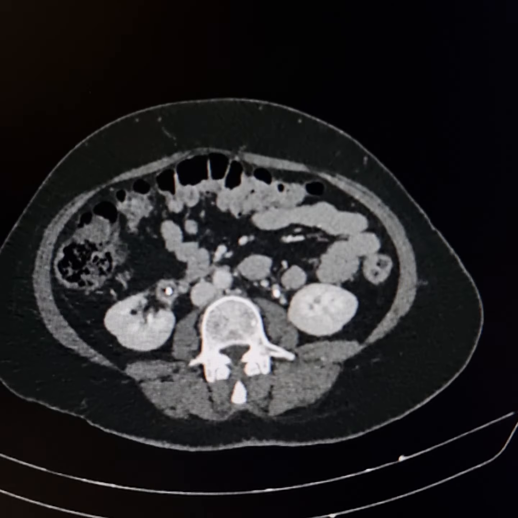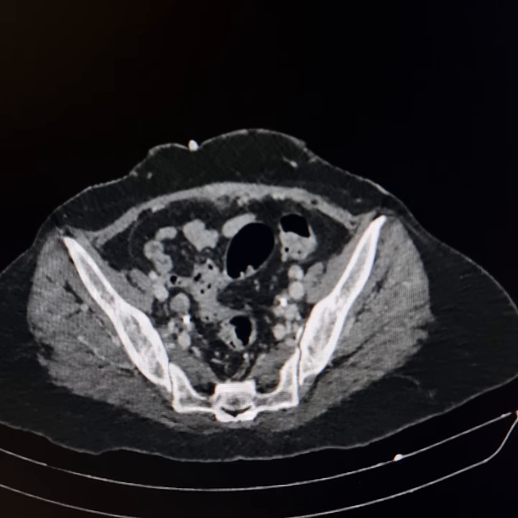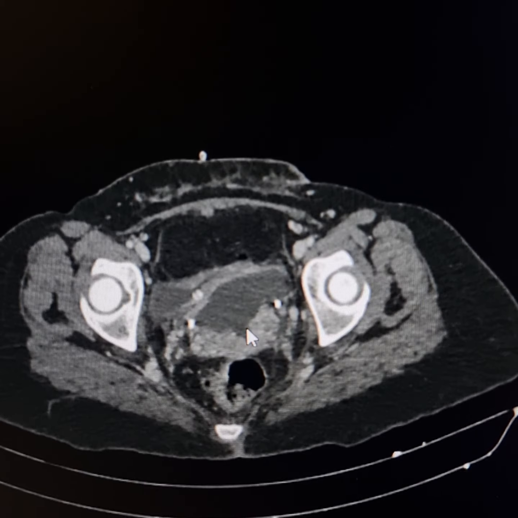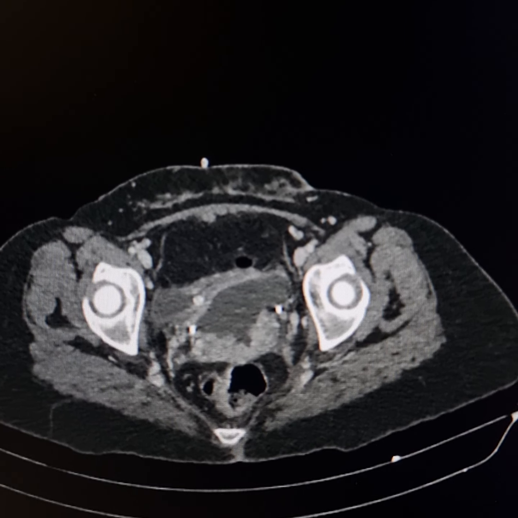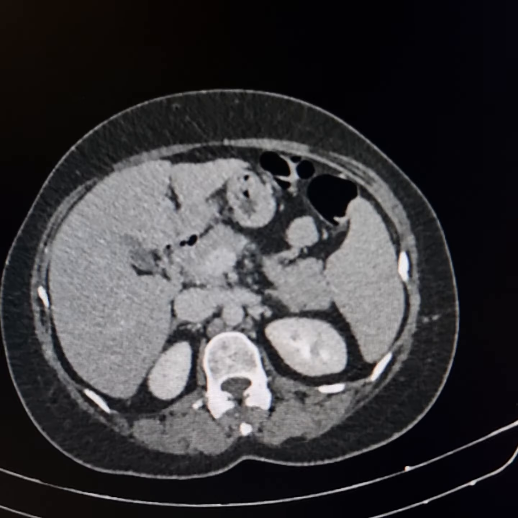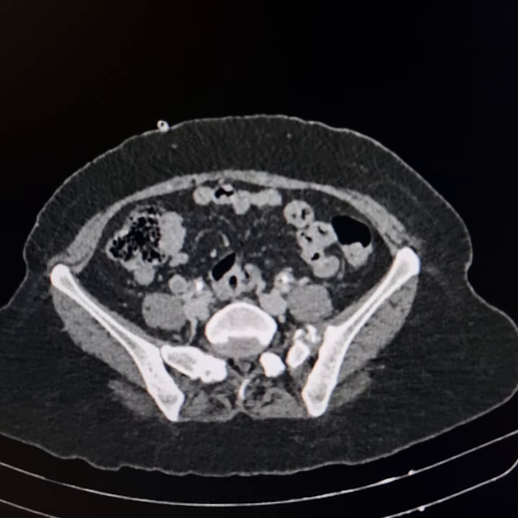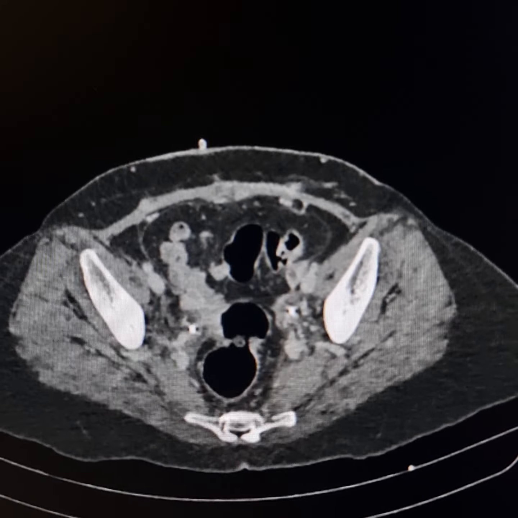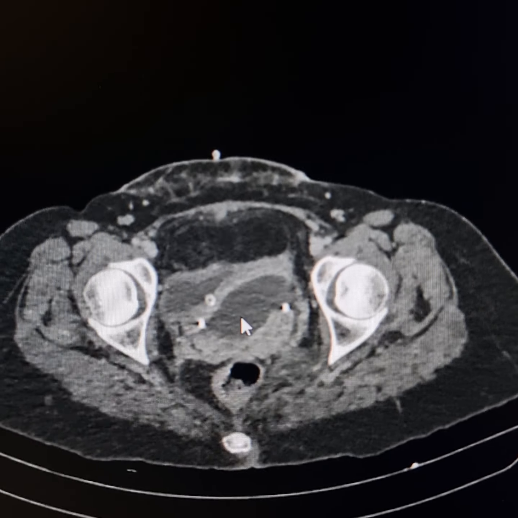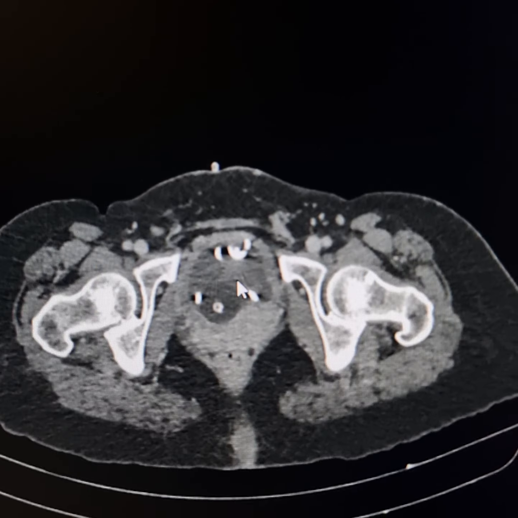This is the delayed scan. No contrast medium is seen in the urinary bladder or in this fluid collection here. This is a still delayed scan. Still no contrast medium has entered this fluid collection here or the urinary bladder.